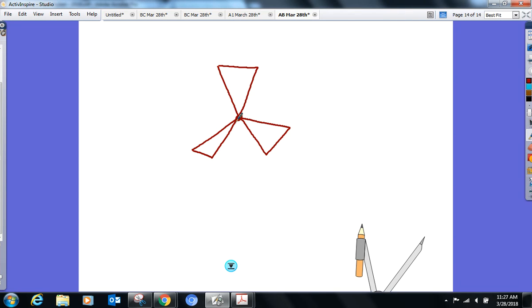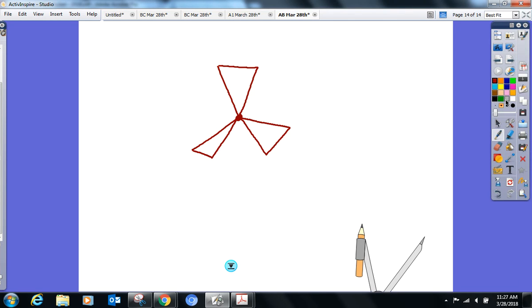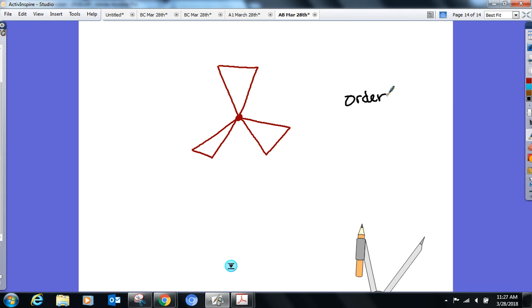Okay, assuming all those triangles are the same, they're all congruent. This does have rotational symmetry. All right. Order. How many times can I turn this figure all the way around and see this same figure again? How many times would I see this drawing as I rotate from 0 to 360? I'd see it 3 times. That's called the order. How many times you'd see it from 0 to 360? Magnitude.